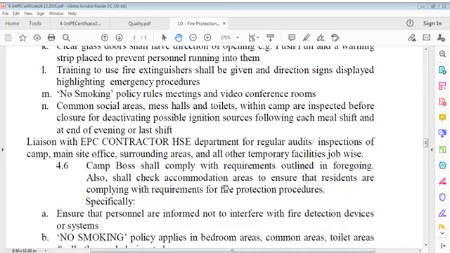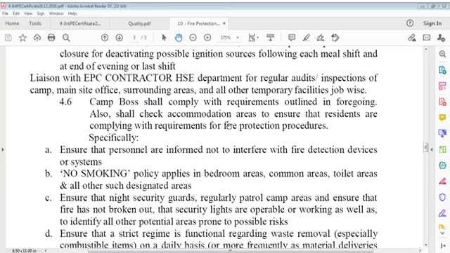Liaison with EPC contractor, safety department, HSE department for regular audits and inspection of camp, main site office, surrounding areas and all other temporary facilities. The camp boss shall comply with requirements outlined in the foregoing. Also shall check accommodation areas to ensure that residents comply with requirements for fire protection procedures.